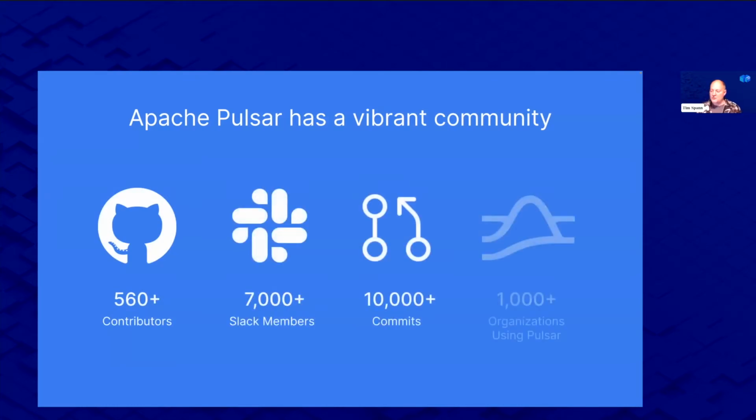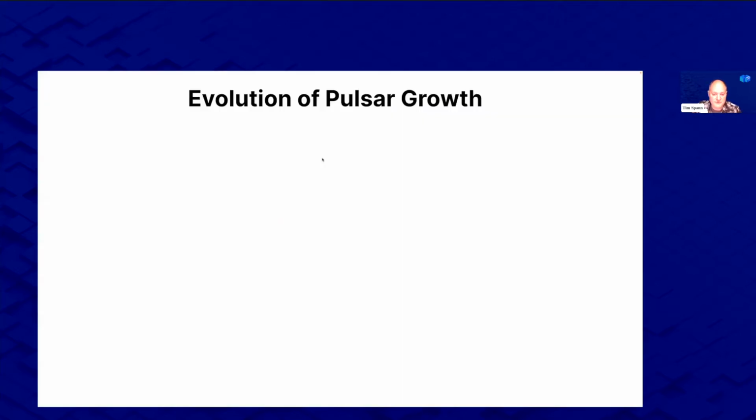Let's go into the quick background on Apache Pulsar. It is a very vibrant, growing community. We've got over 500 contributors to the project, over 7,000 people chatting in our Slack group, finding out the latest information, over 10,000 commits. So those contributors are putting in a lot of code, a lot of work, a lot of updates. It is a constantly growing, improving project. If you haven't seen it in a couple of years, you will be amazed by the features that are in there now. There's over 1,000 organizations around the world using Apache Pulsar.